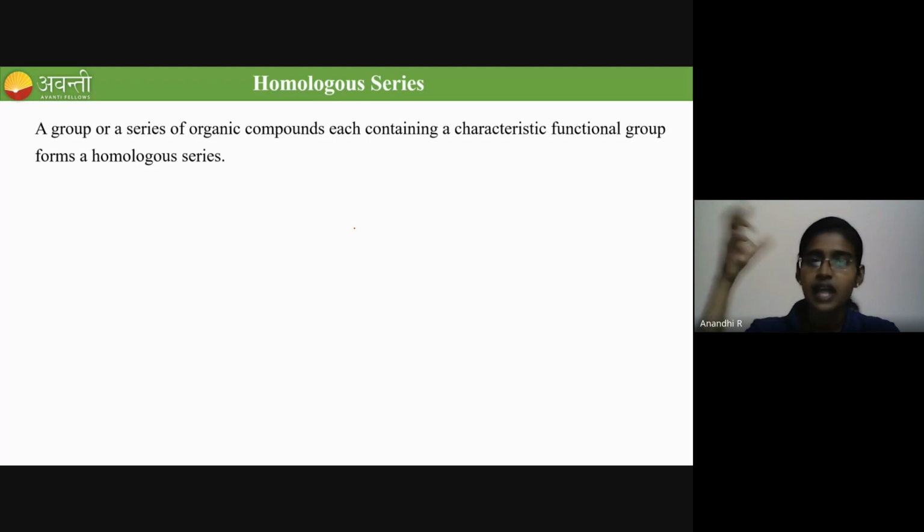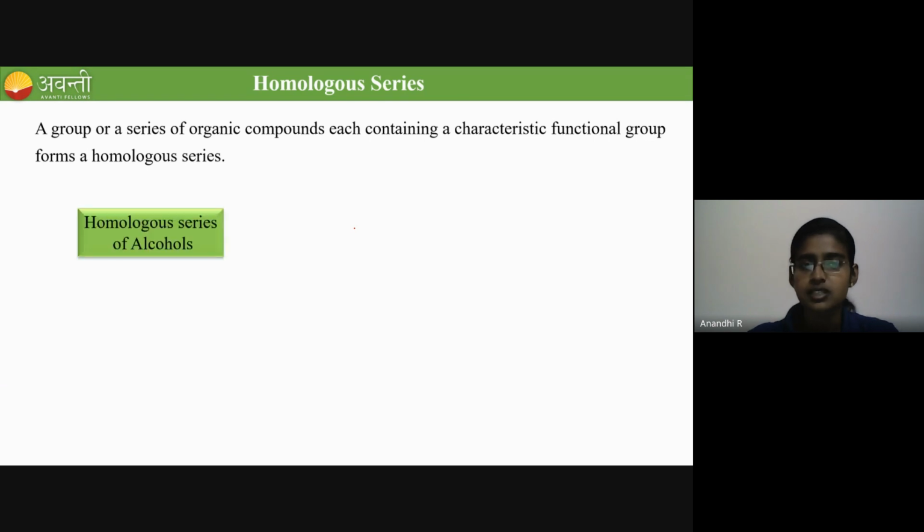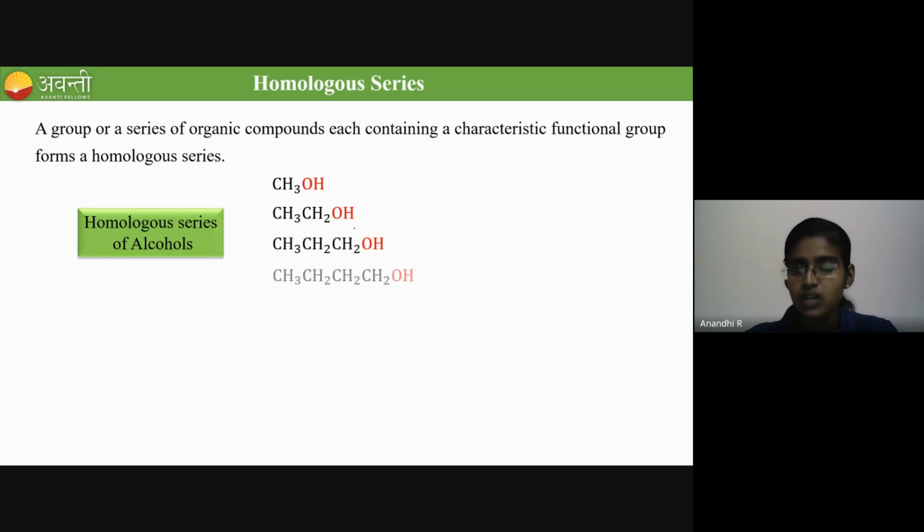So it is a class of series, or a group of series, which contains the same functional group. But what is the difference? Let me tell you by giving an example. Let me take alcohols as a class of compound. Alcohols contain the OH group. One carbon containing alcohol is methanol and the formula is CH3OH. Two carbon containing alcohol is called ethanol, and this is propanol and this is butanol.